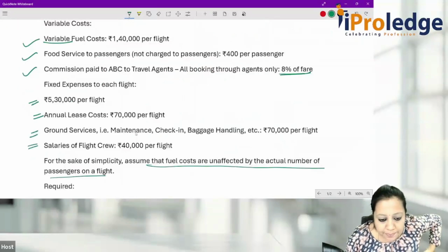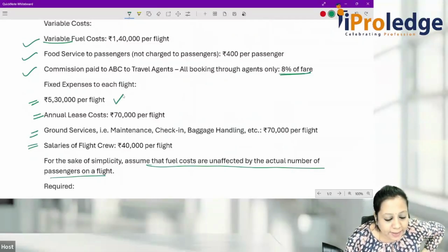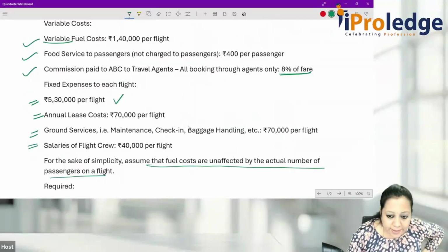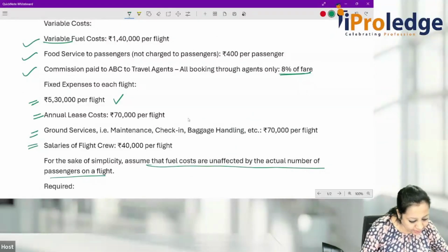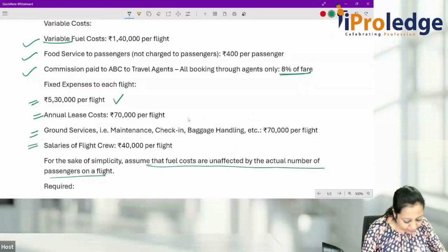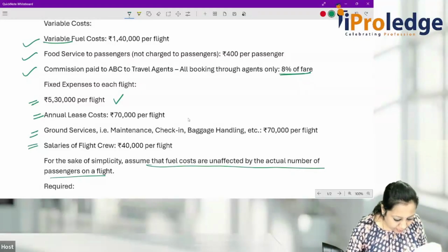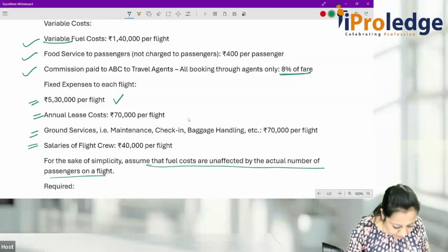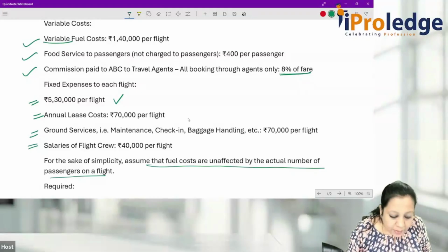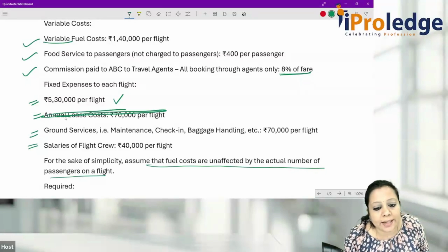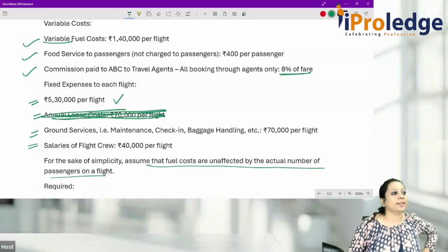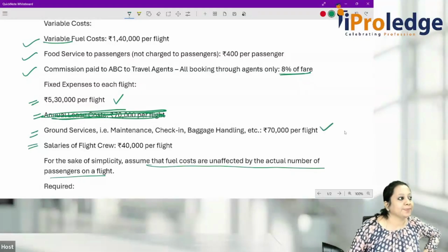So again, I'm making you come here. It is going to be this: fixed expenses for each flight is 5,30,000. Then the lease charges, I think there is only 170,000. That was the mistake here. So this line is not there. Okay, I will delete it. You don't worry about it. This is the only line that is there.